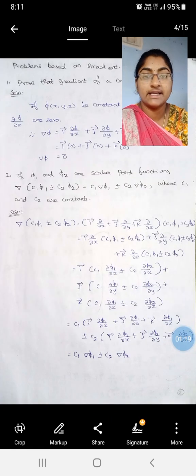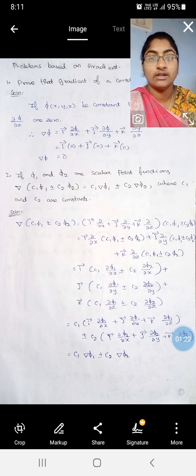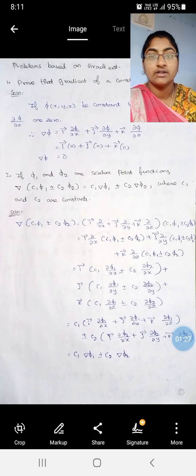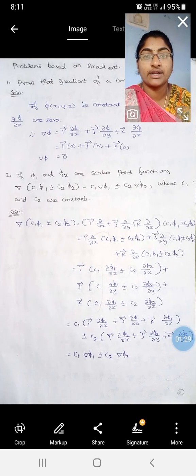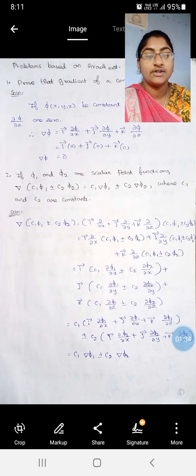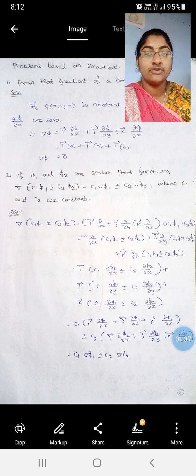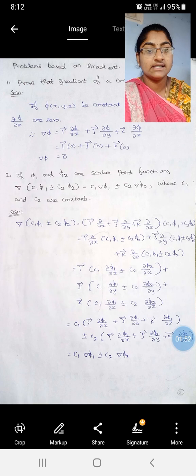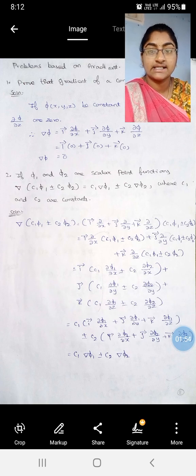Here is the problem based on gradient. So first one, prove that the gradient of a constant is 0. So I am taking phi of x comma y comma z to be constant, then tau phi by tau x, tau phi by tau y and tau phi by tau z are 0. We know the formula for del phi. We have to prove that the value of del phi is equal to 0, which assigns the constant value. So tau phi by tau x, tau phi by tau y, tau phi by tau z all become 0. Hence the value of del phi is equal to 0.